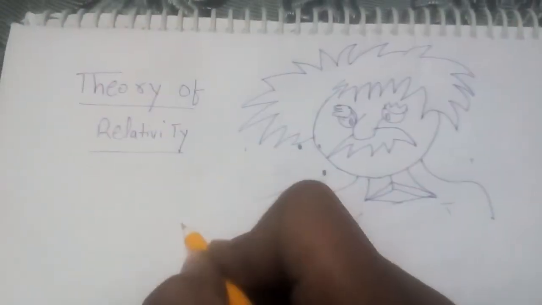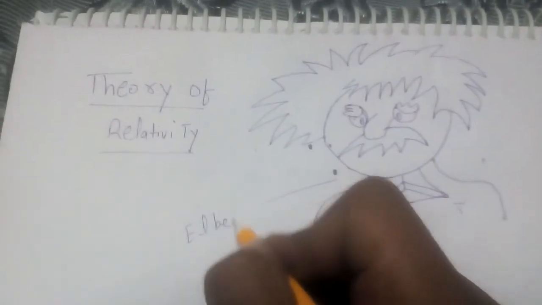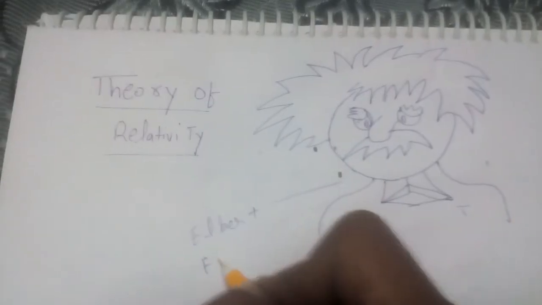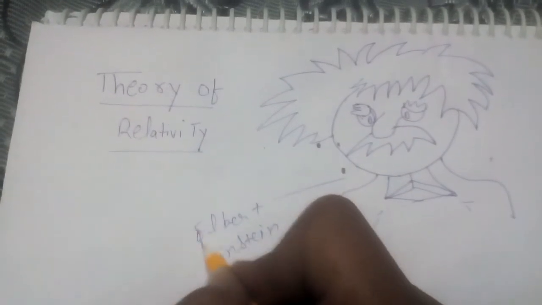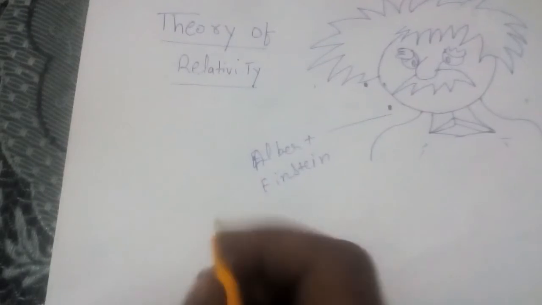Hi friends, today I am talking about the theory of relativity. This theory was given by Sir Albert Einstein. This theory depends on two bases.